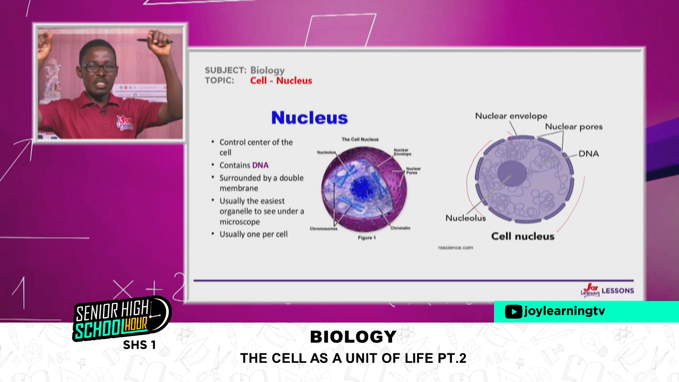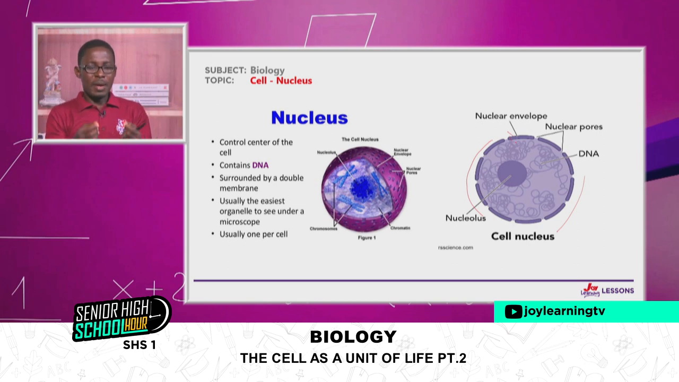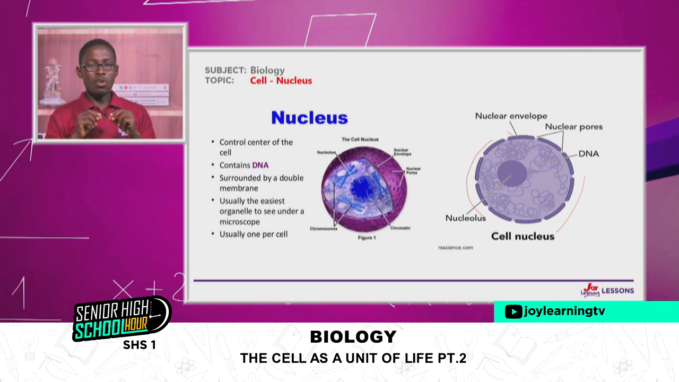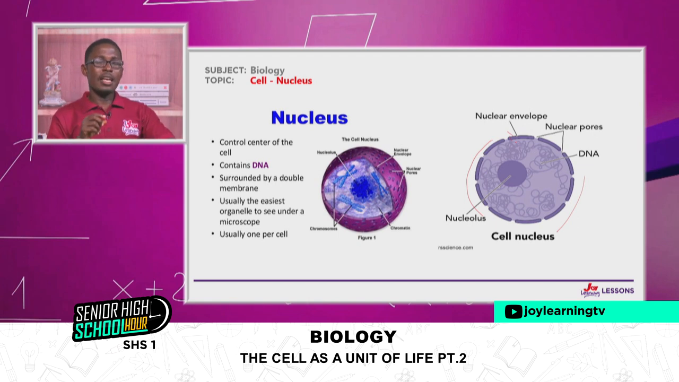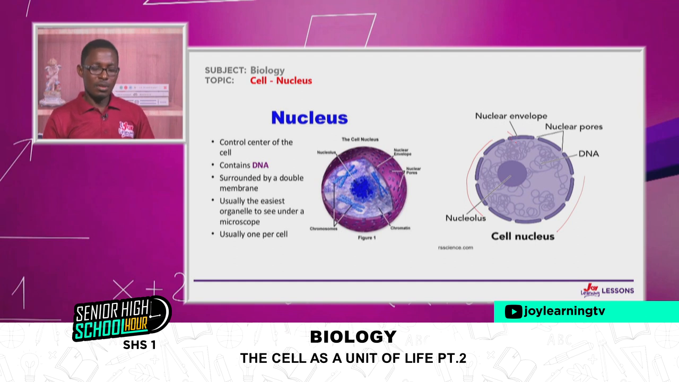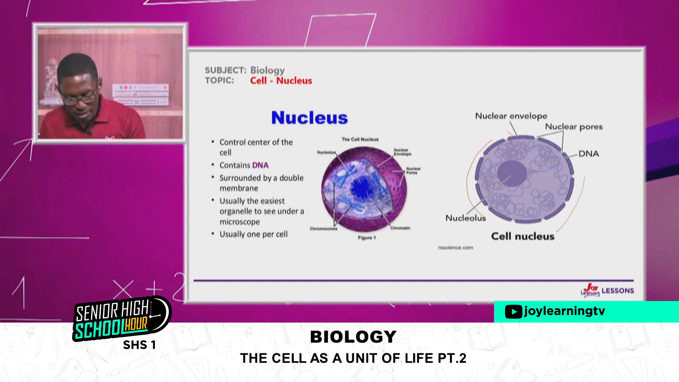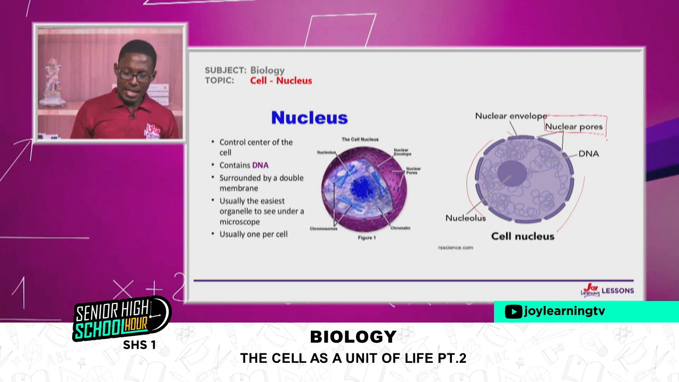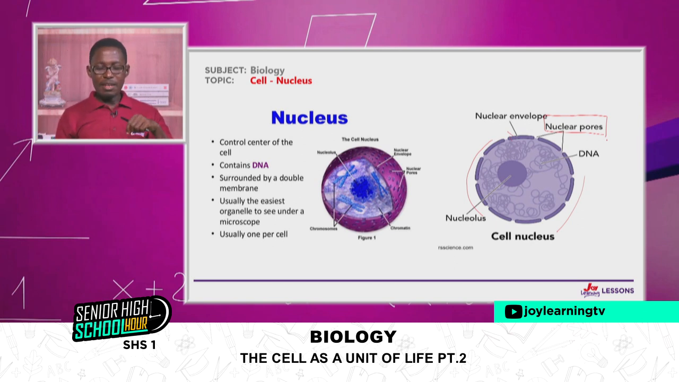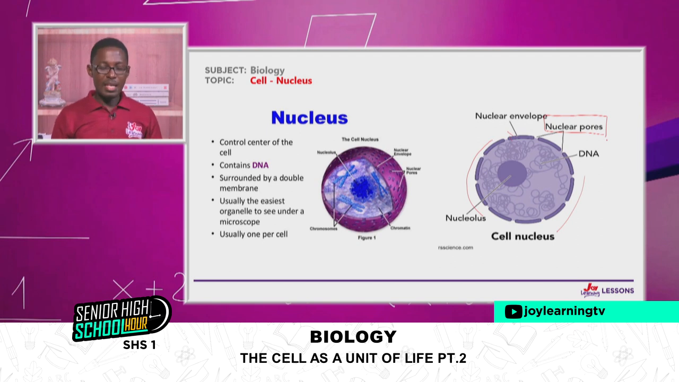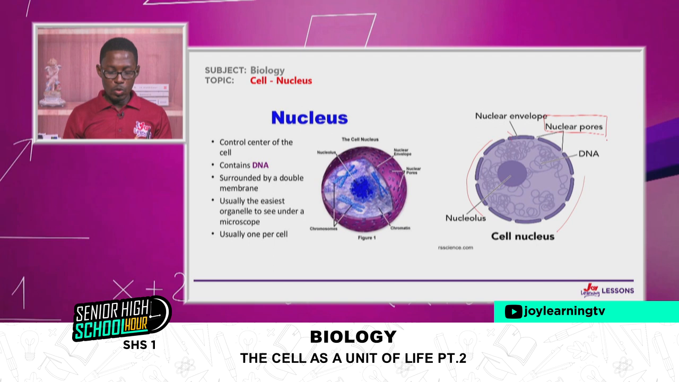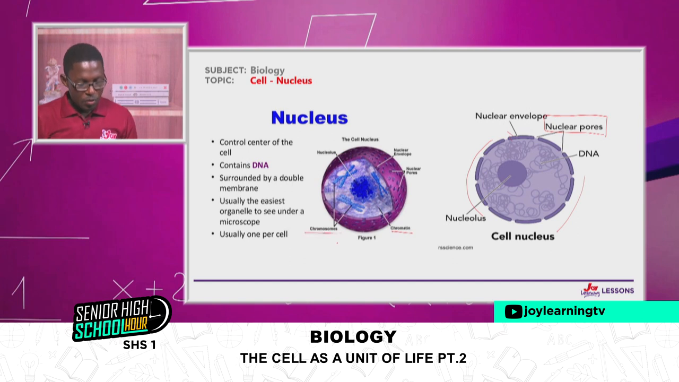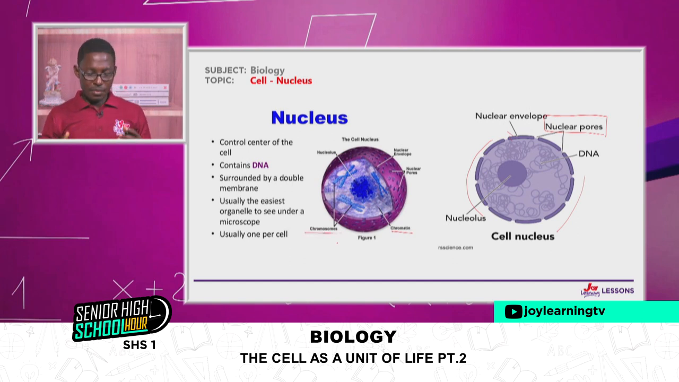This envelope is not a continuous material, but as it keeps going, there will be small holes within it. As I said, the small holes are called pores. These pores allow substances to move in or out of the organelle, so you will see them referred to as nuclear pores. Then when you get into it, you see thread-like materials that we call chromatin. Some would have moved on to a stage called chromosome. So we have chromatin and chromosomes in the nucleus.